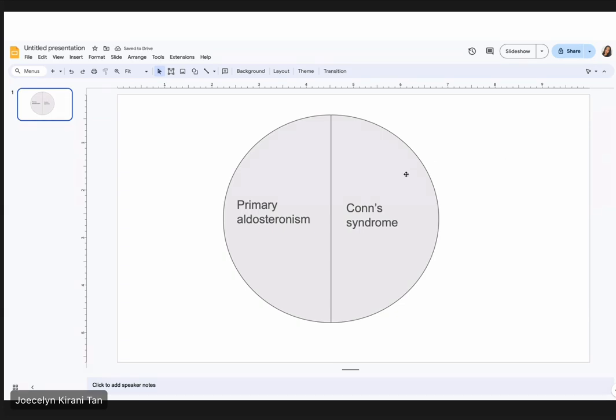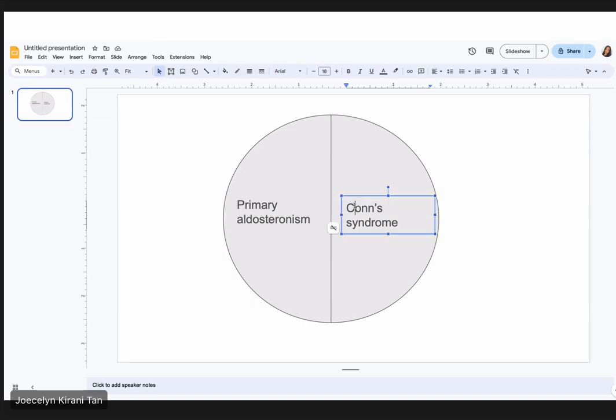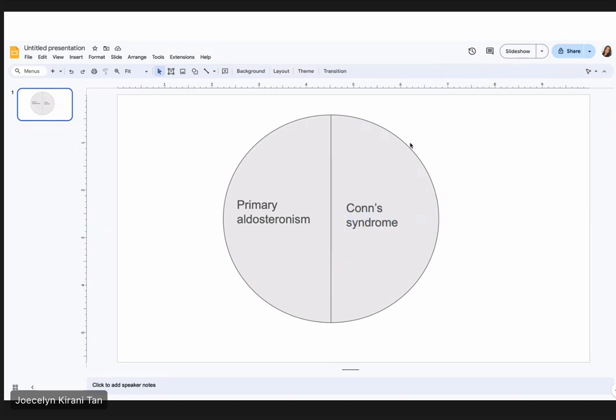Right? So if you put Conn's syndrome into your PubMed search, PubMed will only give you this number of articles. But you want everything that's in this disease, because you're talking about the same disease, they just call it different things. So you want to look at everything here. But if you only write this, this is what PubMed will give you.